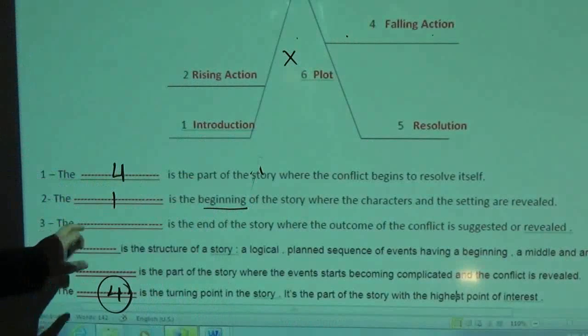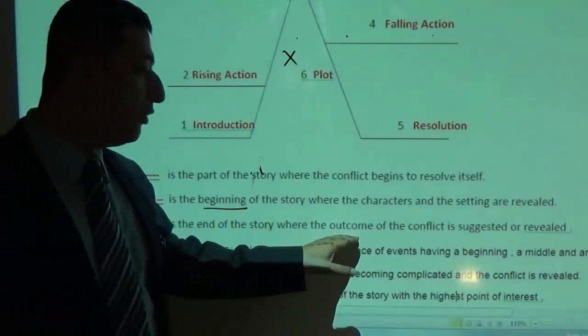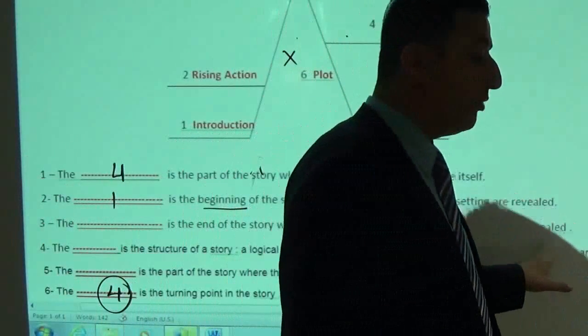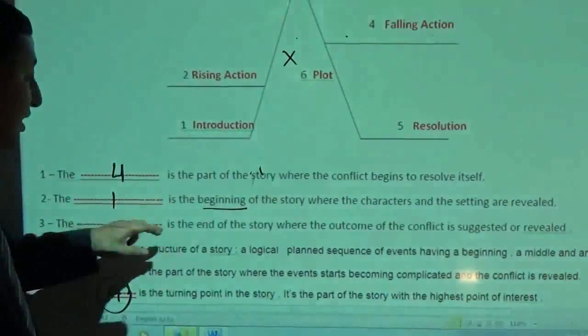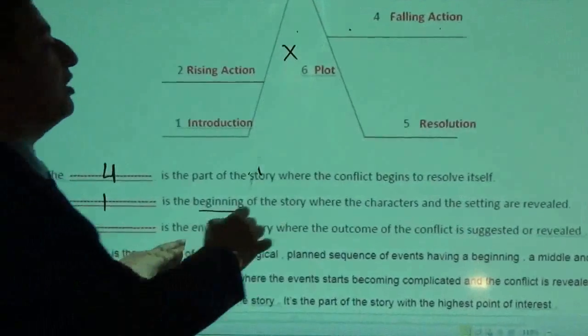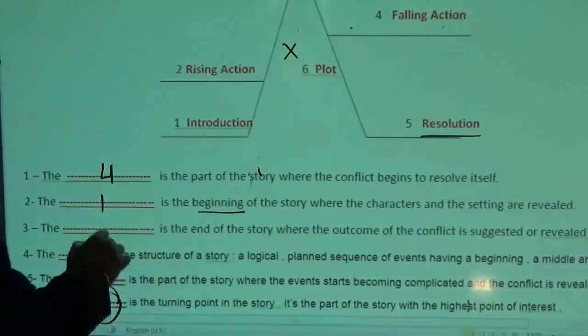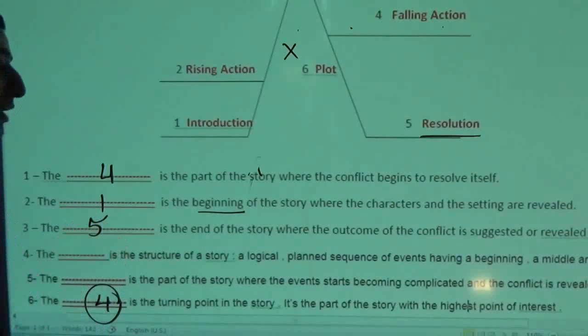Number three, the end of the story where the outcome of the conflict is suggested or revealed. When I speak about the end, it comes to my mind resolution. Resolution comes at the end. Okay? Next question.